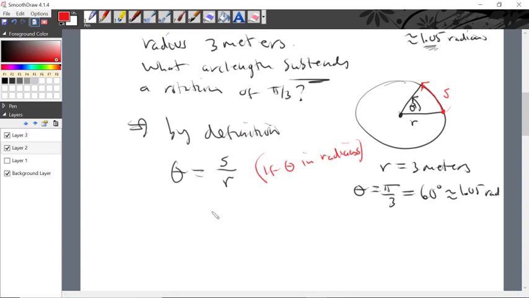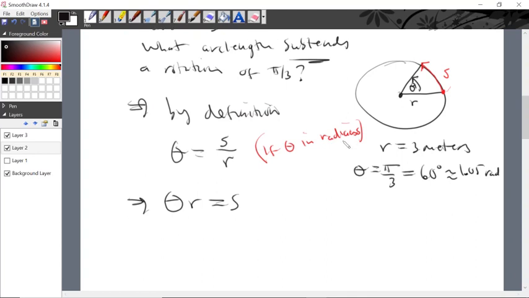So theta equals S over R, and we're asked what is the arc length subtended. That subtends a rotation of pi over 3. And that arc length would be S. This formula tells us that if we multiply theta times R, we will get S. And S is the arc length. That's what we want. So we use the value for theta in radians, which is pi over 3, and we multiply by the radius, which is 3 meters. And that gives us a distance S.